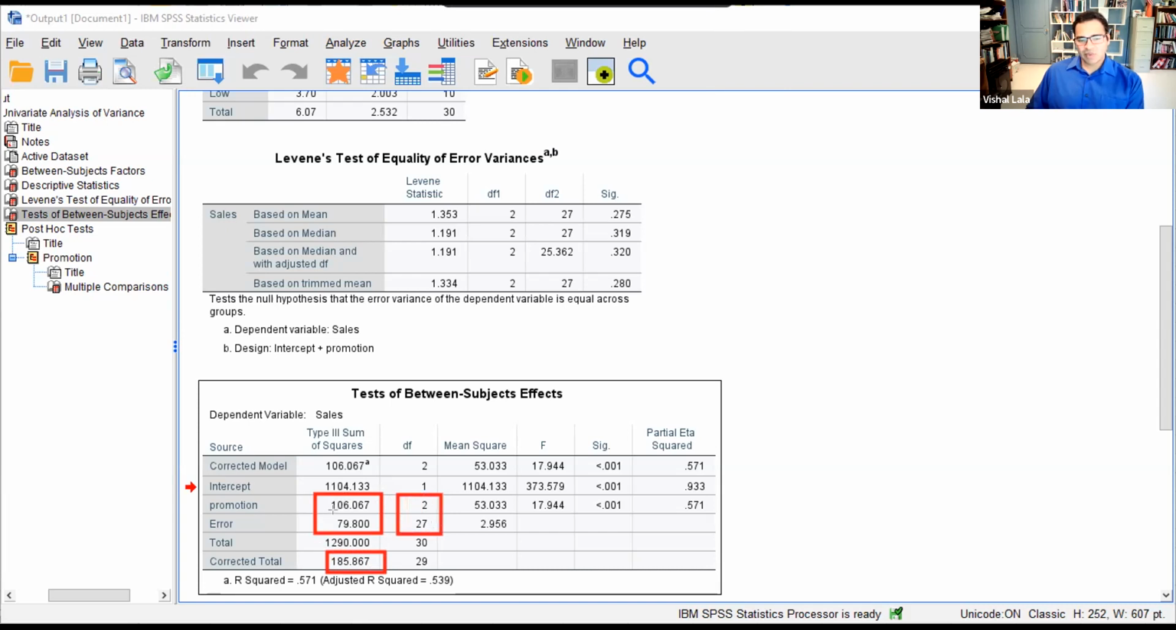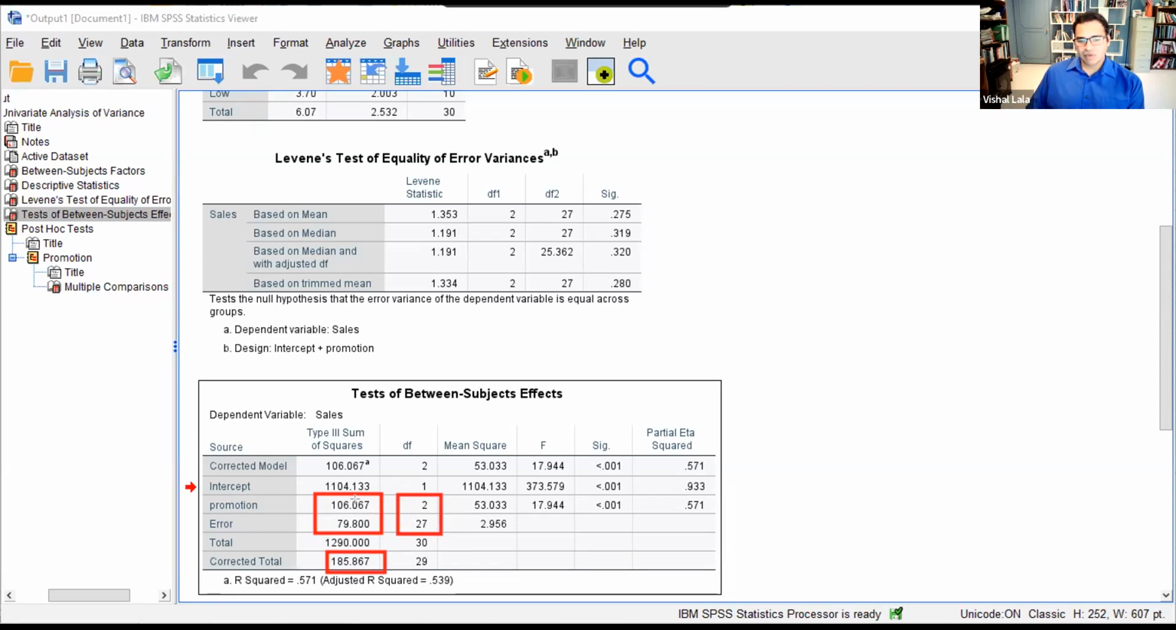The type 3 sum of squares are computed using the formula I showed you earlier. And the degrees of freedom are based on the number of levels that promotion has. Specifically, there are 3 types of promotion, so DF becomes 3 minus 1, or 2. The number of DF for error is simply the sample size minus the number of levels of promotion. 30 minus 3 is 27.